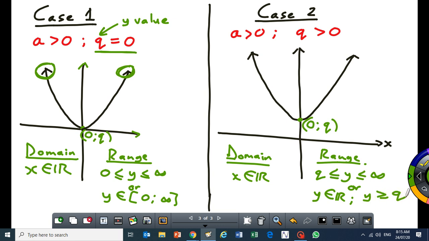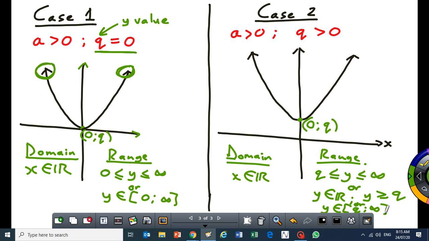We can also write it as, I don't have enough space, but you can write it as y is an element, then you open your square bracket, we include the q, and we also include positive infinity. So there are 3 ways of writing it. Now you can decide which format you prefer. It is your choice in terms of how you want to write the range. But if the question comes, there are 3 ways of writing it for case 2.